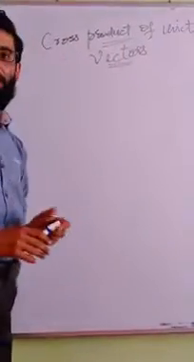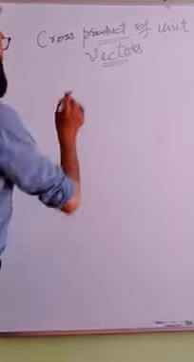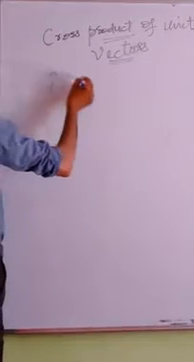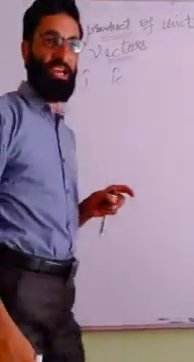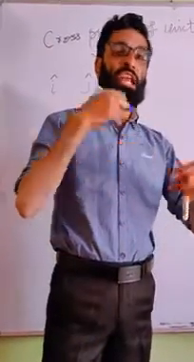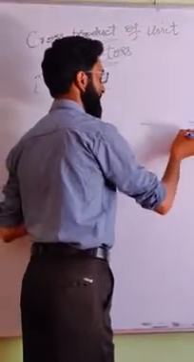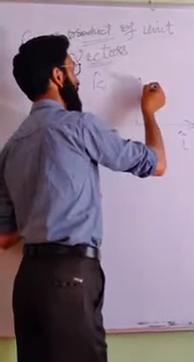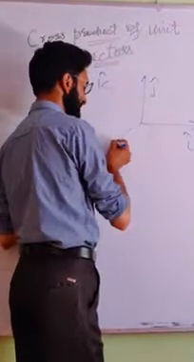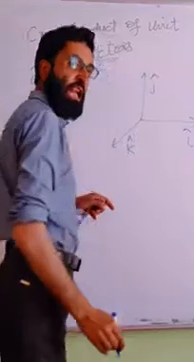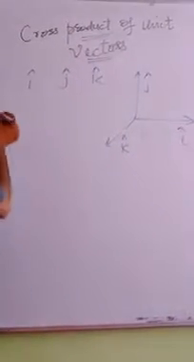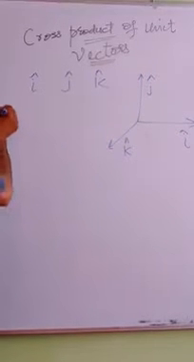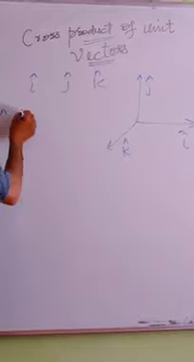Now we will discuss the cross product of unit vectors. We have 3 unit vectors, that is i cap, j cap and k cap, and these 3 unit vectors act along 3 axes of a coordinate system. i cap acts along the x axis, j cap acts along the y axis, and k cap acts along the z axis. And these 3 are perpendicular to each other. Clear? Now first we will take the cross product of i cap and i cap.